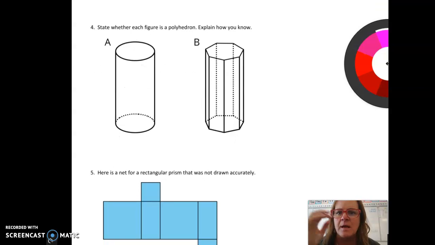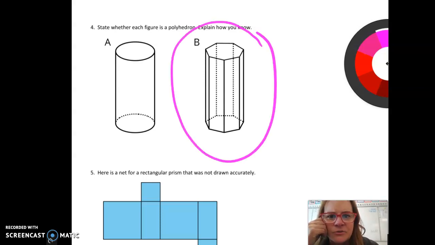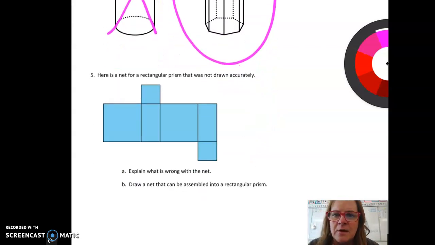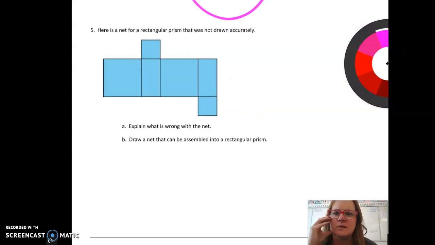Alrighty, number 4. You have to state whether each figure is a polyhedron, and how do you know? B is a polyhedron, and I know that because the edges are straight line segments. These are not. See the curve right here at the top? So not a polyhedron.